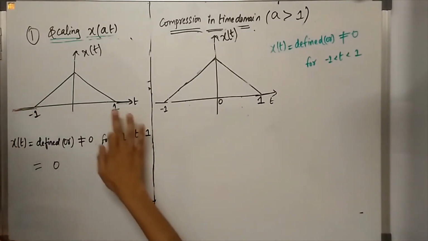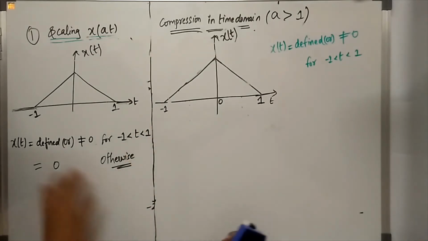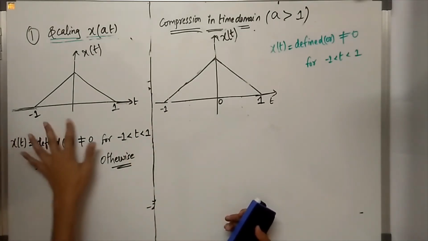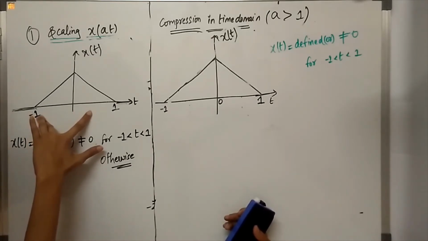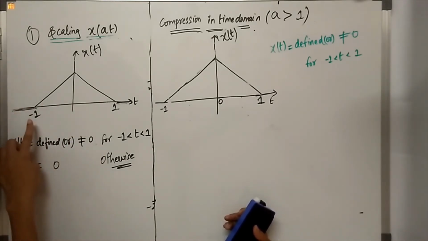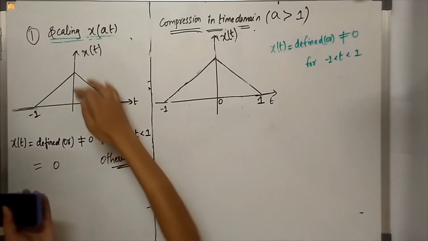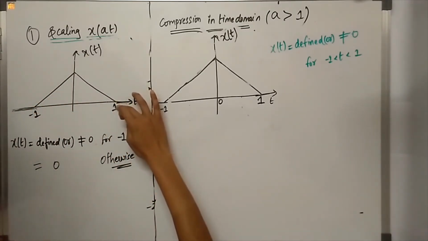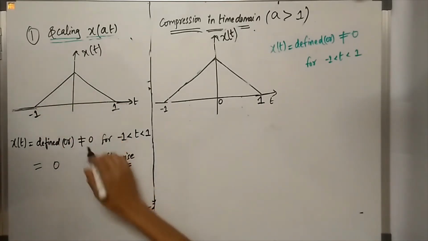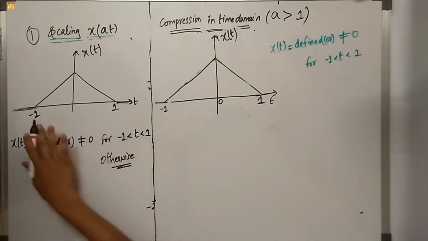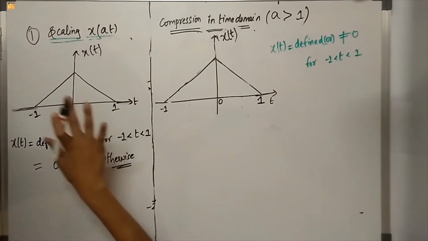is defined. Here the independent variable is varying from minus infinity to plus infinity. X of t is defined between the intervals minus 1 to plus 1, because here x of t has an increasing slope, and here x of t has a decreasing slope. Right? So this x of t is not equal to 0 for t greater than minus 1 and less than 1. In between these two intervals, x of t is defined.